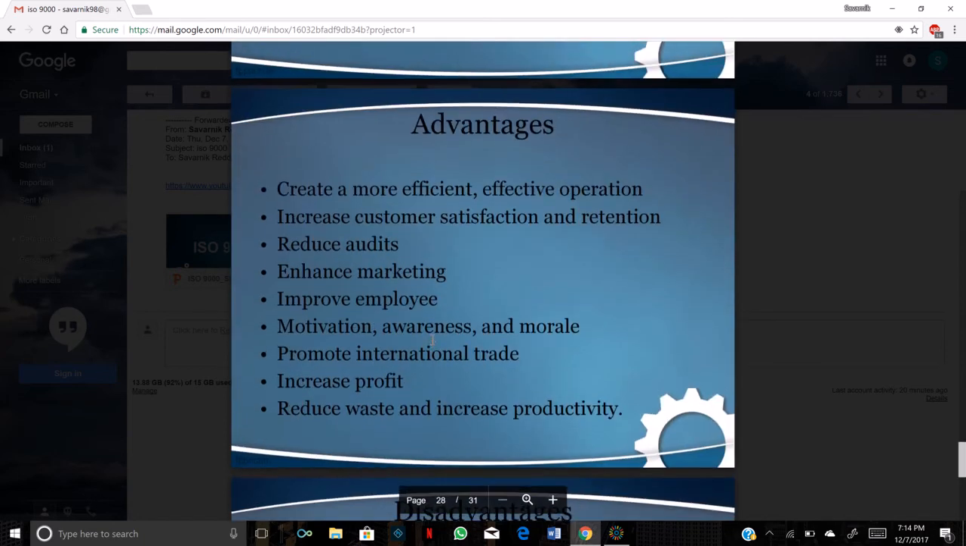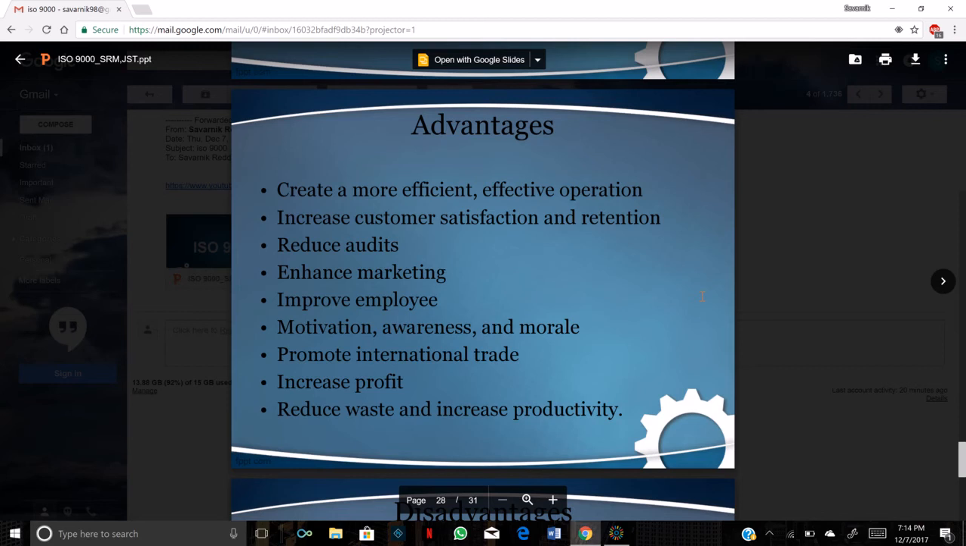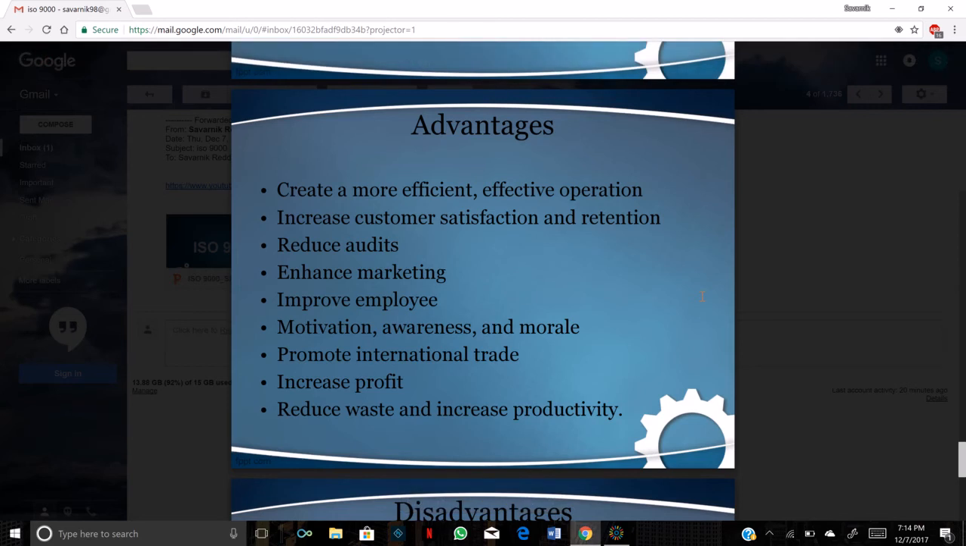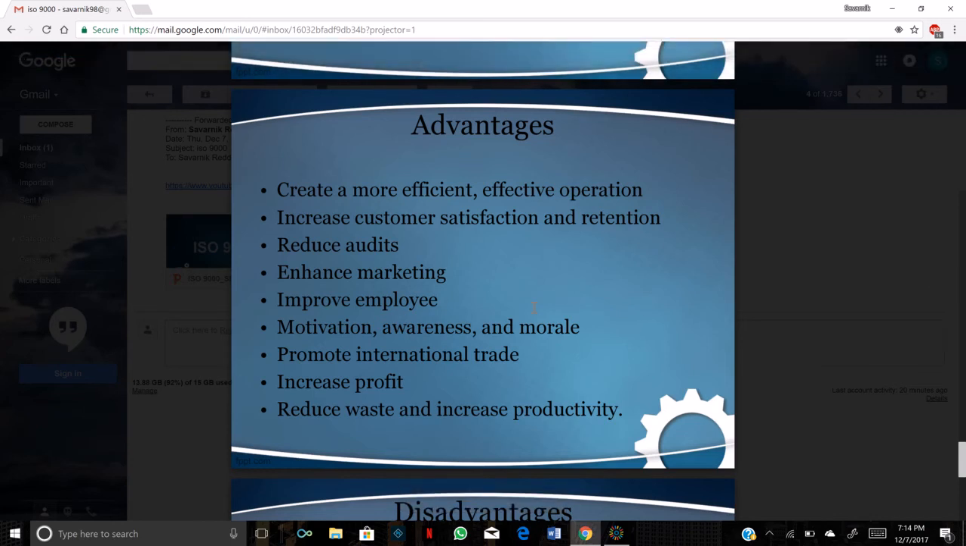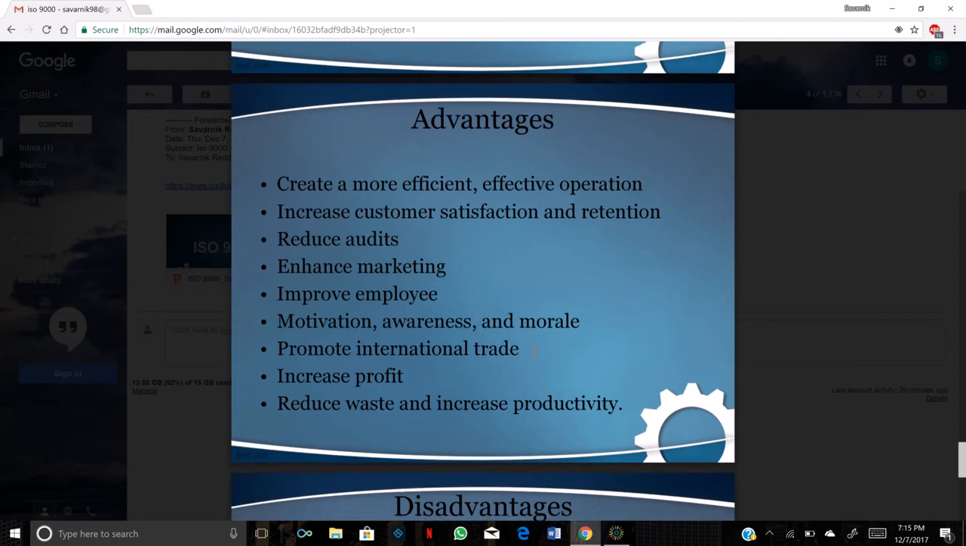As we discussed this much, we already know that this has many advantages. Maintaining such a high quality product will obviously give us a more efficient and effective operation, because we try to cut down, reduce the waste, and make a high notch product. So obviously that'll improve the customer satisfaction. And many companies even enhance the marketing and sales by telling people that we have an ISO 9000 certification for the particular product. So this even promotes the international trade.